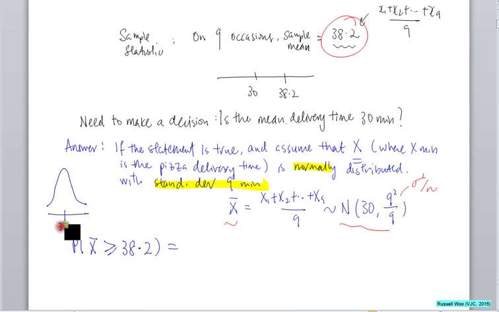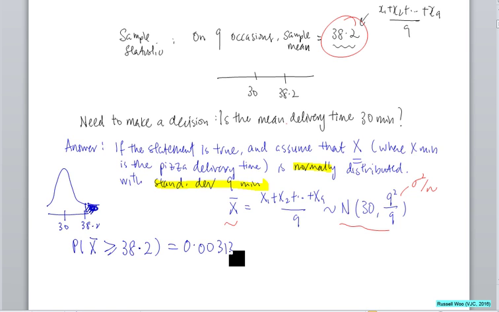If X bar is 38.2, you are able to calculate this probability, this area. Follow so far? Yes, this one you can calculate. Now I calculate for you. In fact, it's in the notes. It will be 0.00313.